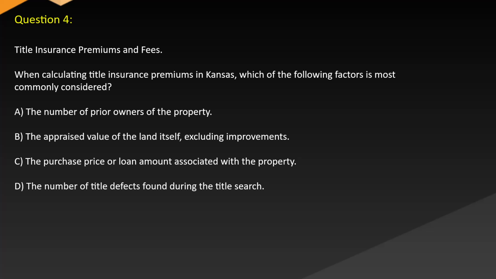Question 4. Title insurance premiums and fees. When calculating title insurance premiums in Kansas, which of the following factors is most commonly considered? A. The number of prior owners of the property. B. The appraised value of the land itself, excluding improvements. C. The purchase price or loan amount associated with the property. D. The number of title defects found during the title search.